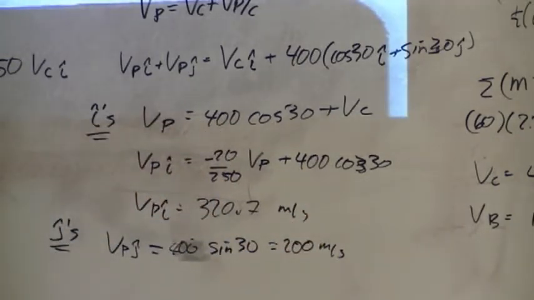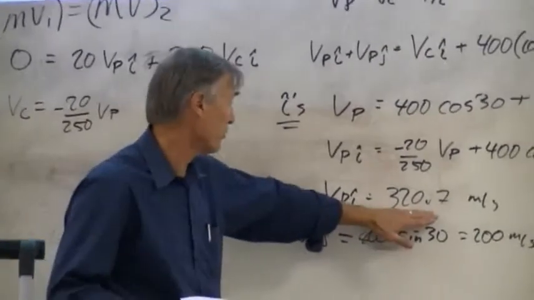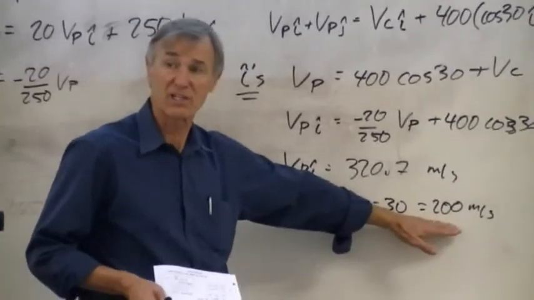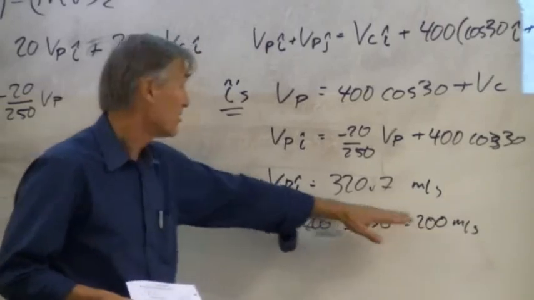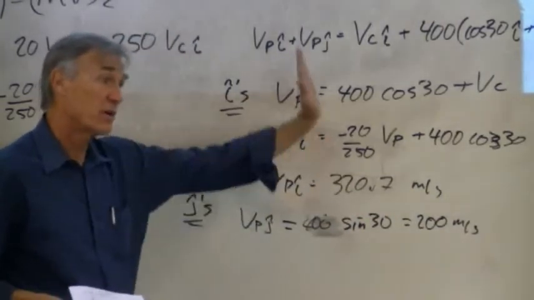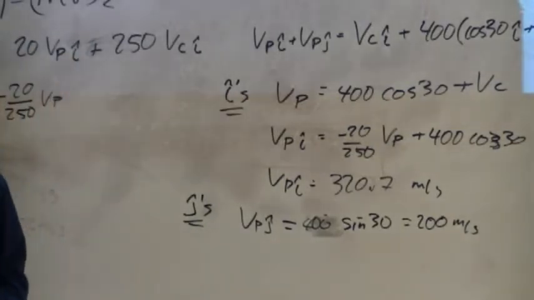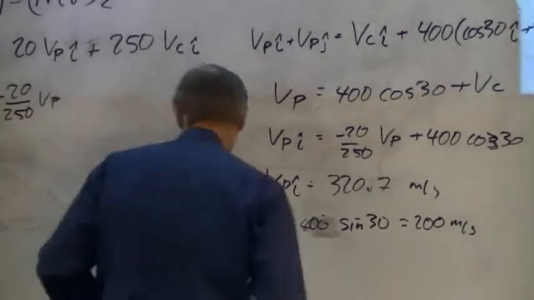So what have I got? By solving this only, I found out the speed of the projectile. The speed of the projectile is going 320 in the I direction and 200 in the j direction. It's not going at a 30-degree angle. It's actually going at a different angle. It's going 320 in the I direction, 200 in the j direction. So we can find out what the actual speed is of the projectile and the angle that it goes. So let's find out what that is.